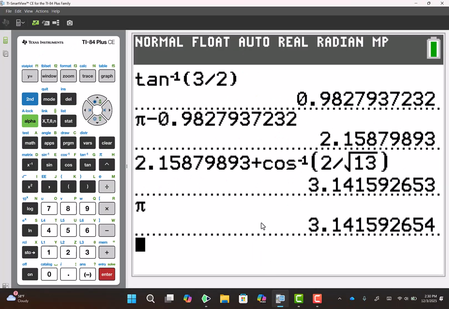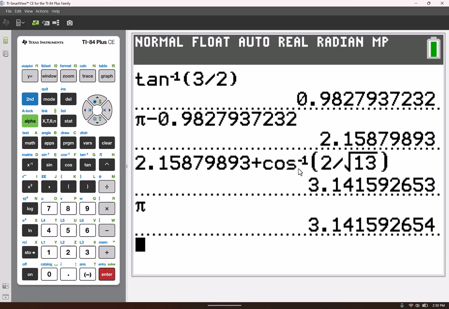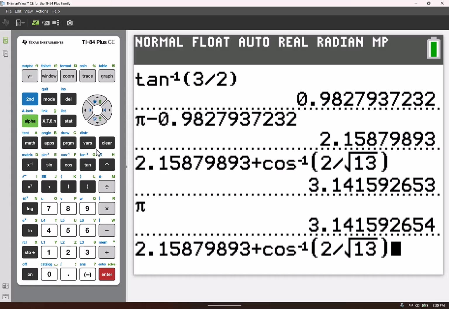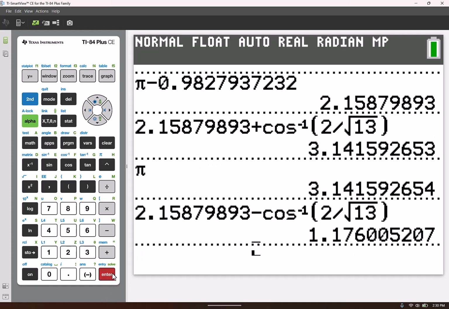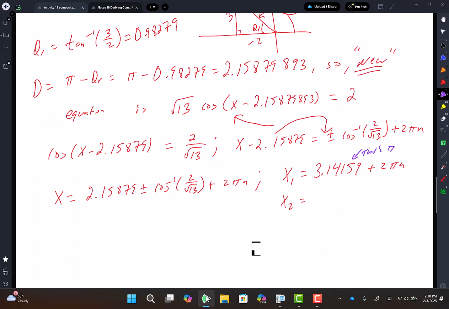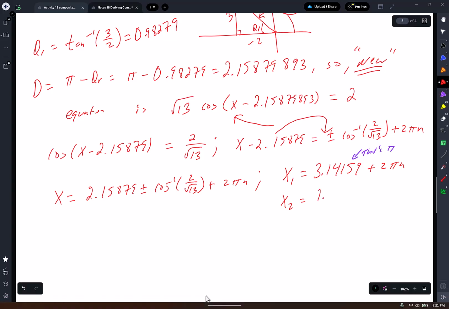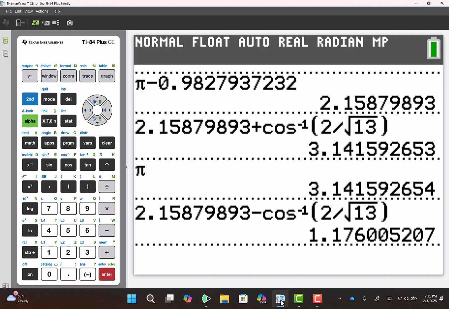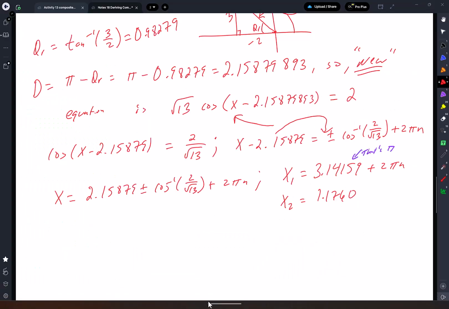All right, the next one. Instead of adding arc cosine, I'm going to subtract, because I haven't done the minus one yet. So I just scroll up, push enter, and change the plus to a minus. I push enter on that, and I got 1.176, which I'm sure will reduce to something with a pi in it, but 1.1760. So I'm going to leave it like that then. 1.1760 plus 2 pi n.